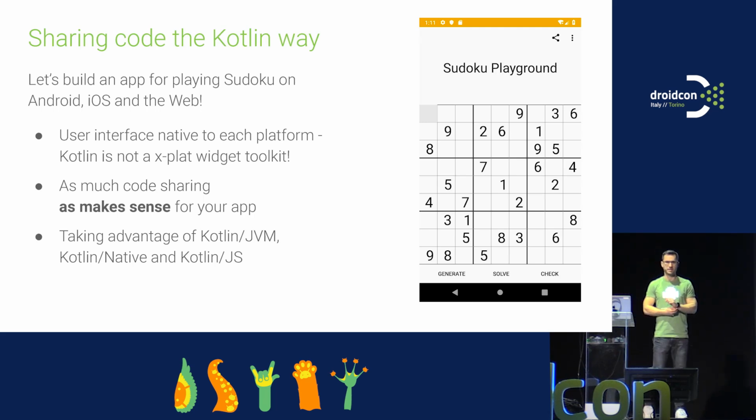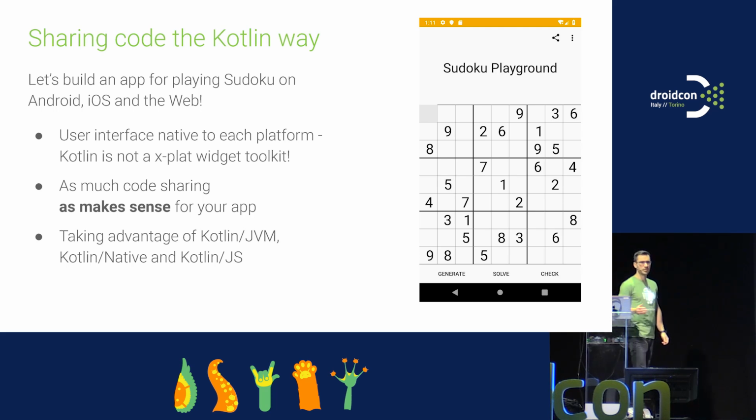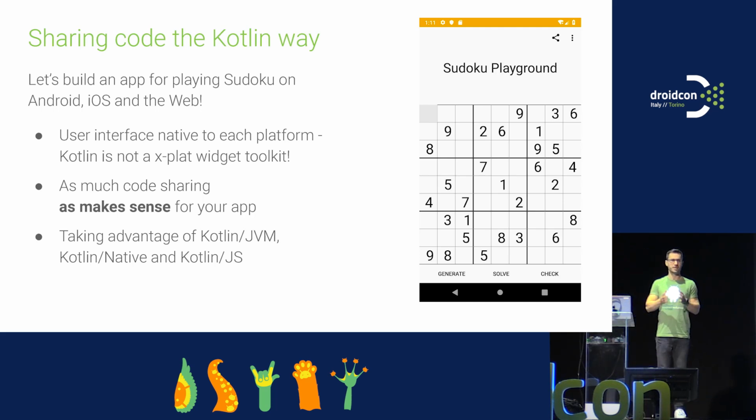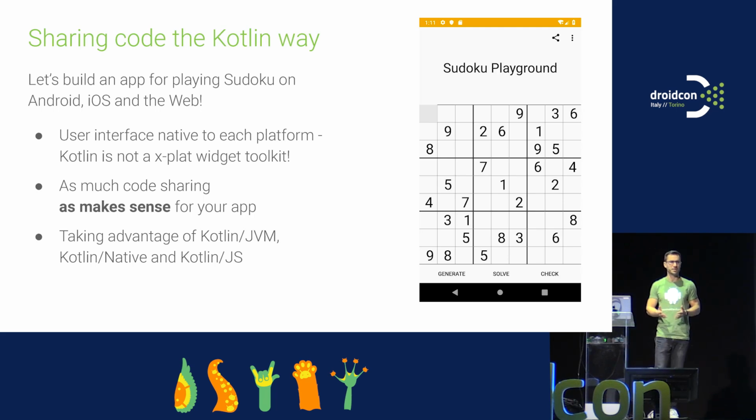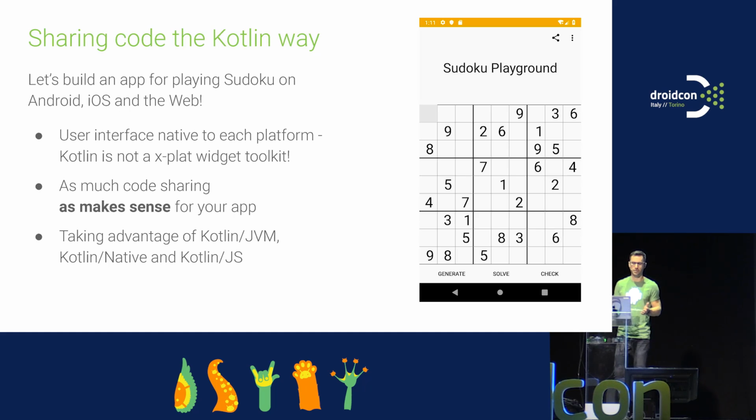So let's talk about an example. Let's build a Sudoku app for Android, iOS, and the web. Thinking about building a quality native experience for each platform. So the user interface, the application shell will be native to each platform, because Kotlin Multiplatform is not a cross-platform widget toolkit. It doesn't provide you the user interface part, and that's great. That's actually what I wanted.